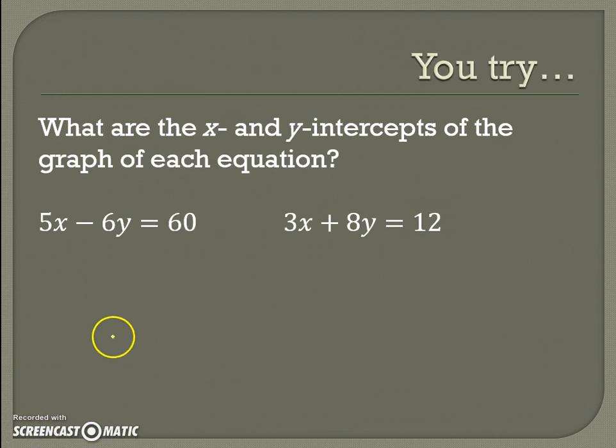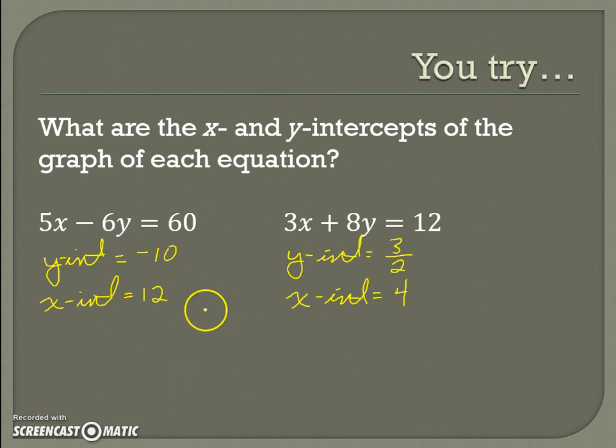So here's one for you to try. The answers will be up in 3, 2, 1. So there you go. That's what I got for the intercepts. So check yours against that. Be careful. This has to be -10 because you're dividing by -6. So make sure you're paying attention to that.